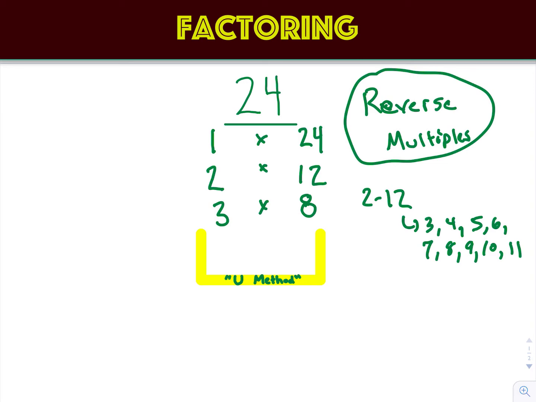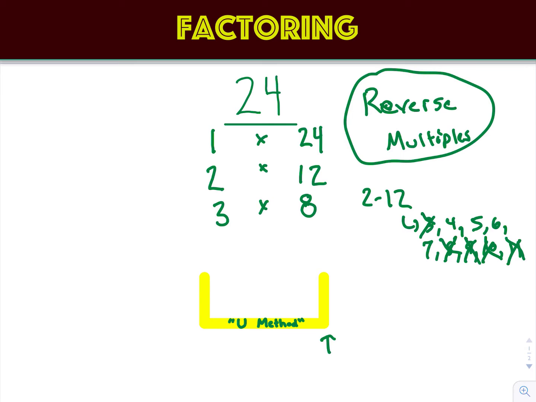Okay, we move our U down, and now we have to update our list of possible numbers. We've checked 3 and we've checked 8, and how the U method works is we no longer have to check 9, 10, or 11. So our pool of numbers shrunk a lot more, because it can't be anything bigger than the right side of the U.